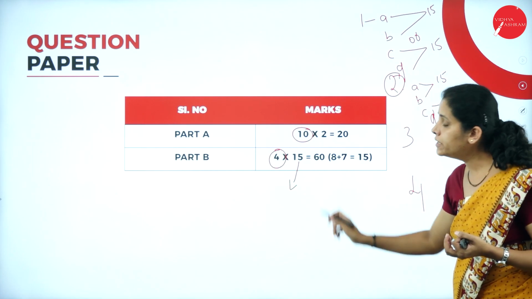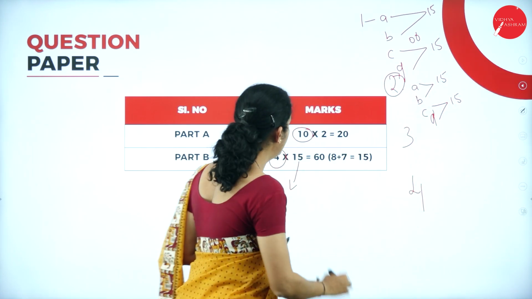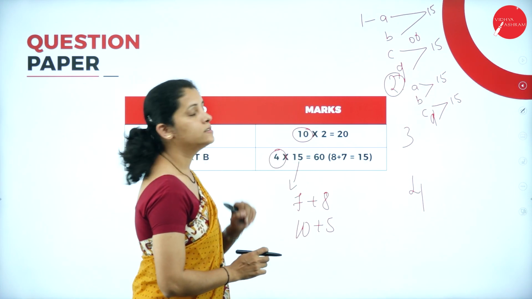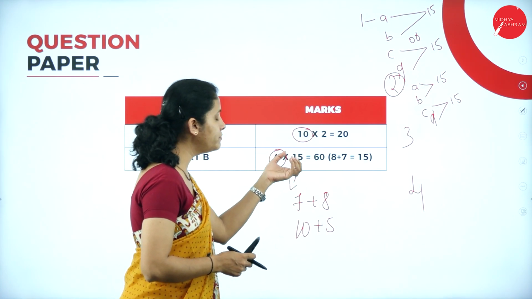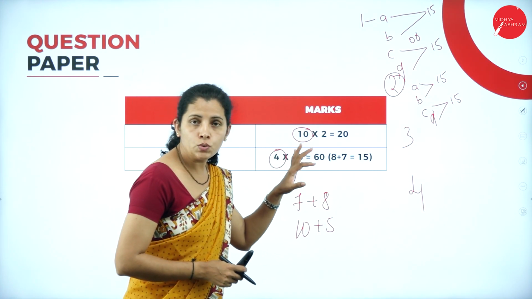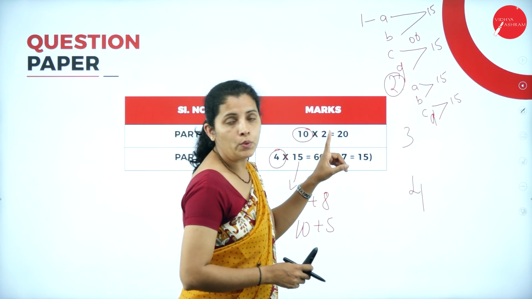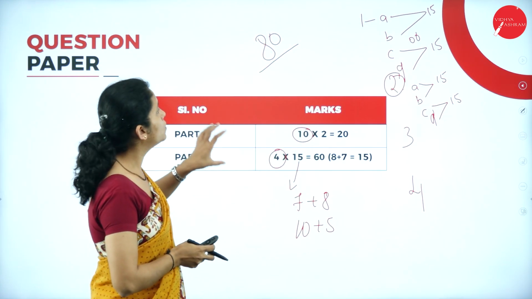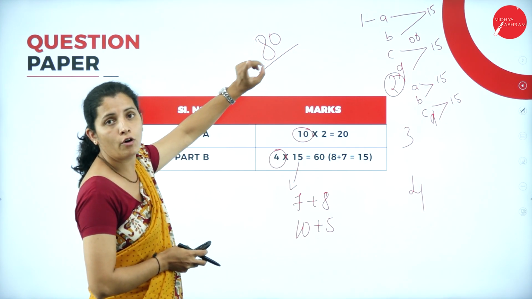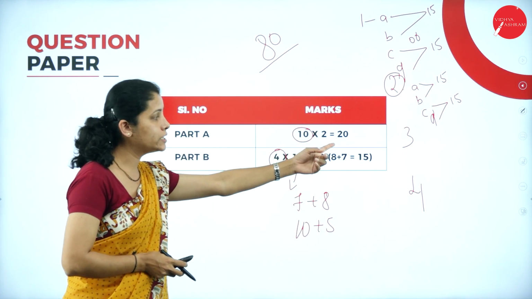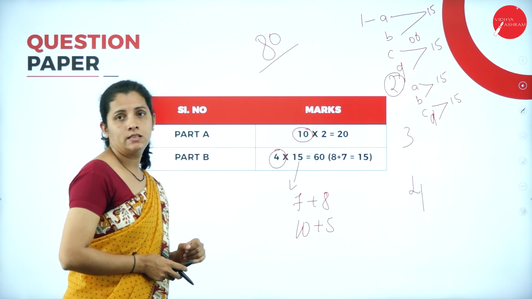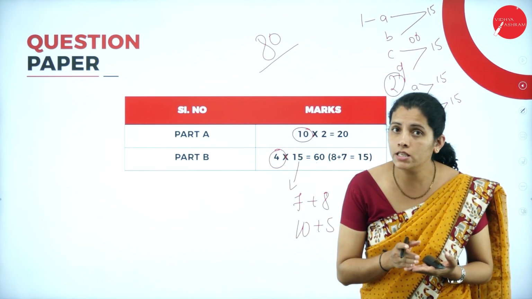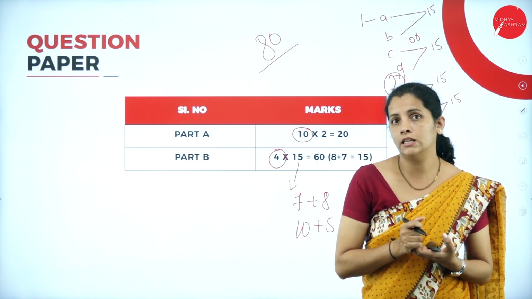That means here the 15 marks are once again subdivided into 7 plus 8 or 10 plus 5. So it carries 60 marks. That means 4 into 15, it is 60 marks. So dear student, from the examination point of view, you are going to have 80 mark theory paper. That means we are going to write the theory paper for 80 marks, and part A it carries 20 marks and part B it carries 60 marks. That is 20 plus 60, it is nothing but 80 marks, and it is very easy to score 80 out of 80 in this subject.